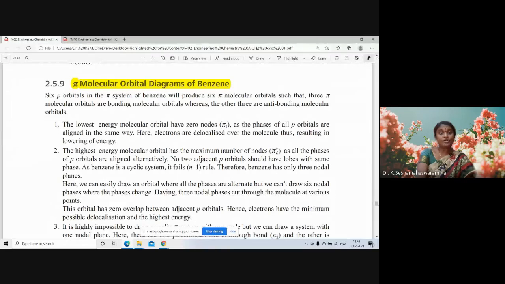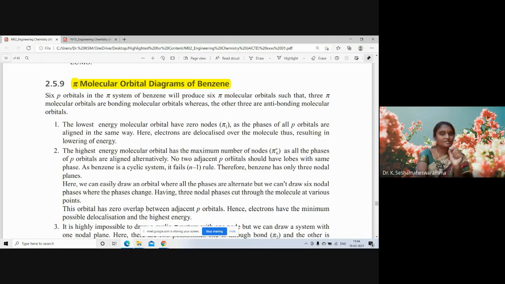Next, the highest energy molecular orbital has the maximum number of nodes. I mean pi 6 star, I will show to you, as all the phases of p orbitals are aligned alternatively. No 2 adjacent p orbitals should have lobes with the same phase. But as benzene is a cyclic system, it fails the n-1 rule. Therefore, benzene has only 3 nodal planes.